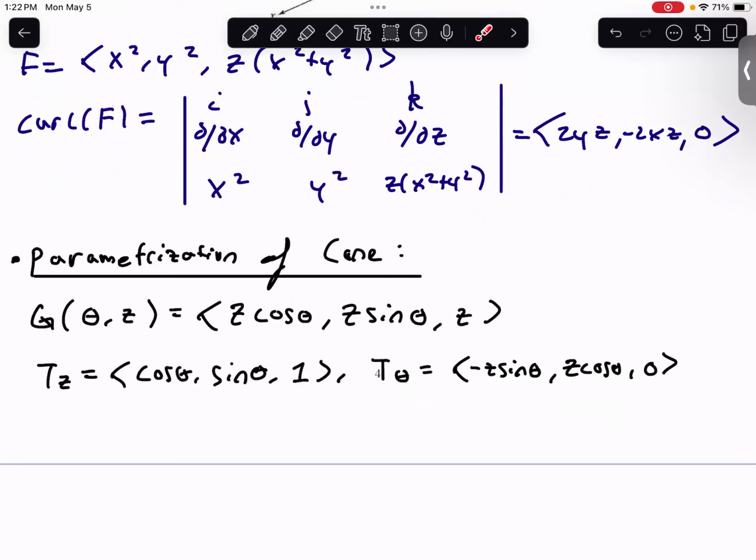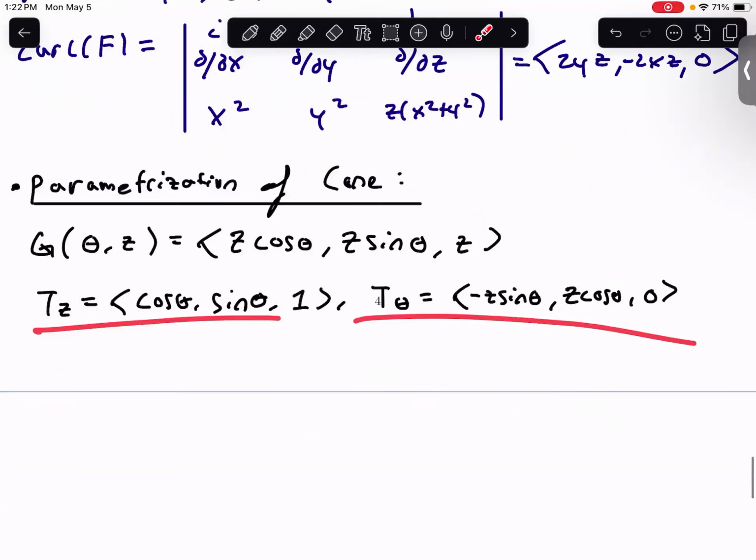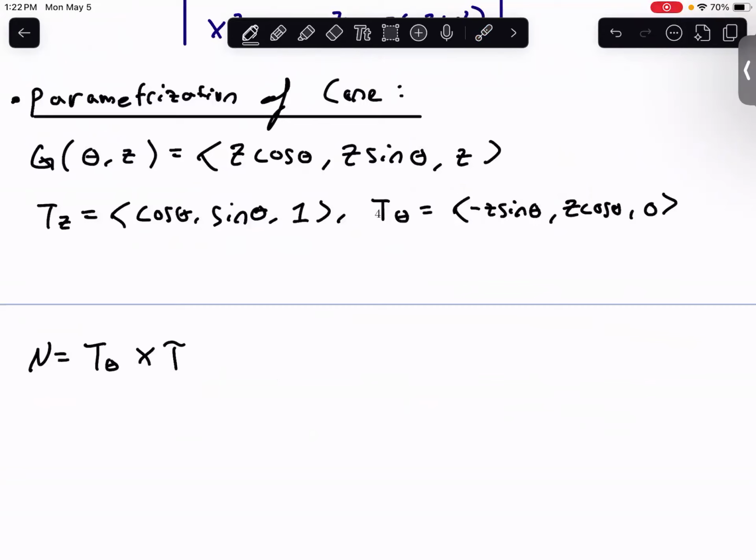Then to find the normal vector, you take the cross product of both of these vectors. So we have n is equal to the cross product of t sub theta with t sub z. We already computed one cross product, so I'm just going to write out what this ends up being equal to. This ends up being z cosine theta, then z sine theta in the second component, and the last component ends up being minus z.